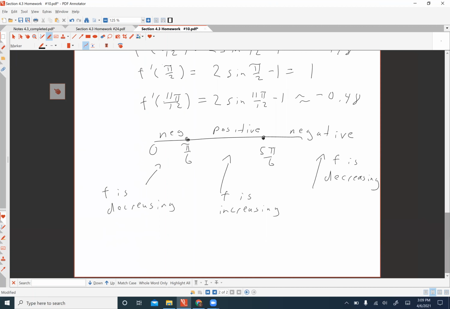Okay, so basically that actually answers the question. So f is decreasing from 0 to pi over 6, and then it's increasing. So pi over 6 would be a relative, right? It's going down and then going up. So pi over 6 would be a minimum.